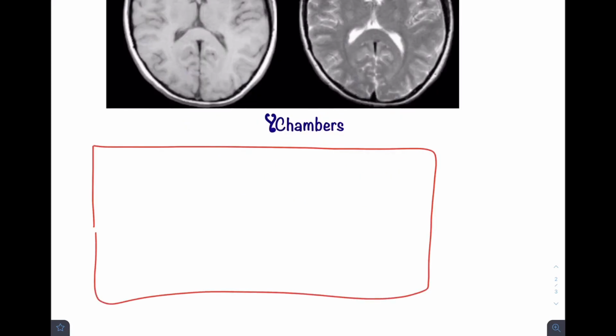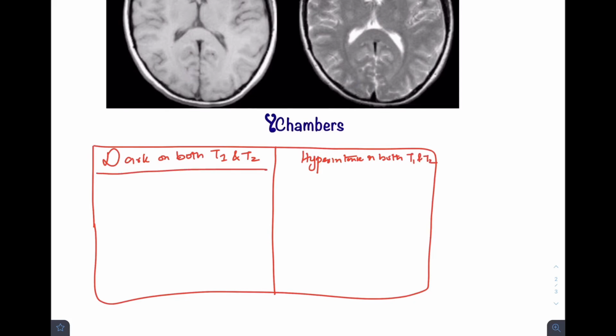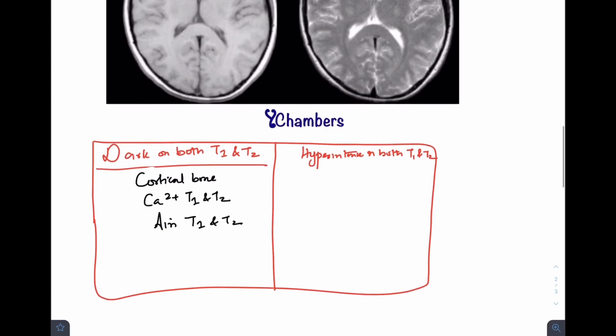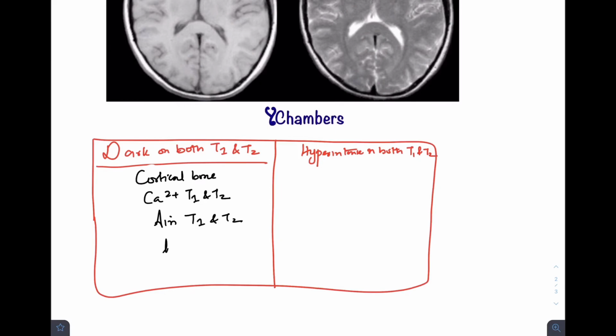So we will be making two boxes and understanding which things are dark on both and which things are hyperintense on both T1 and T2. So which things are dark on both? We said it's cortical bone. So we'll be writing with dark. Cortical bone is dark on both T1 and T2. Calcium is dark on both T1 and T2. Air is dark on both T1 and T2. Hemosiderin is dark on both T1 and T2.